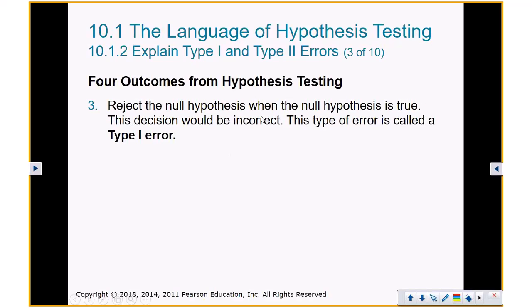Reject the null hypothesis when the null hypothesis is true, this would be incorrect. Let's see if we can't confuse these students. Okay, you don't reject the null hypothesis when it's what?